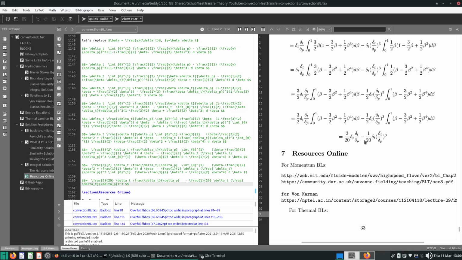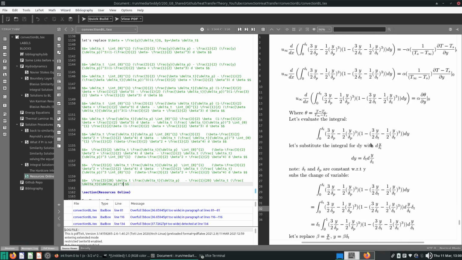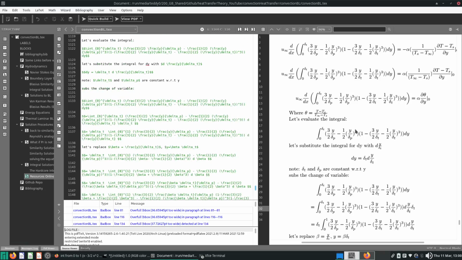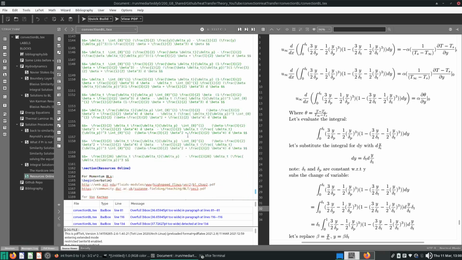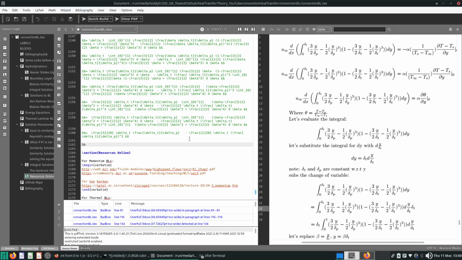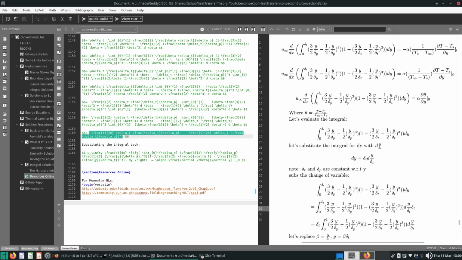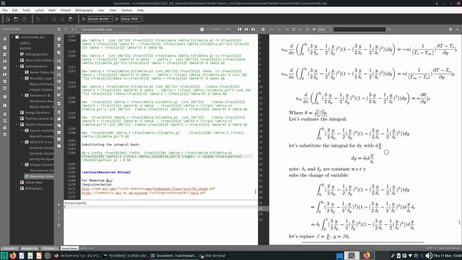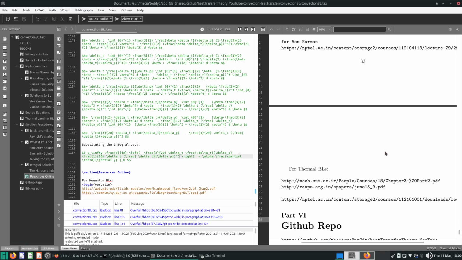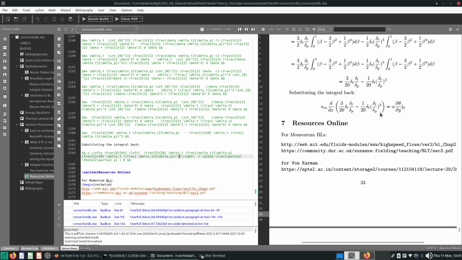Okay, so I think that's it for now. I'm going to take a break after this, so I'm going to substitute this back and then I'll call it a day. I'm going to drink some water or something. So you can substitute the integral back. Substituting the integral back, we will just get this. So that's where I will leave things.